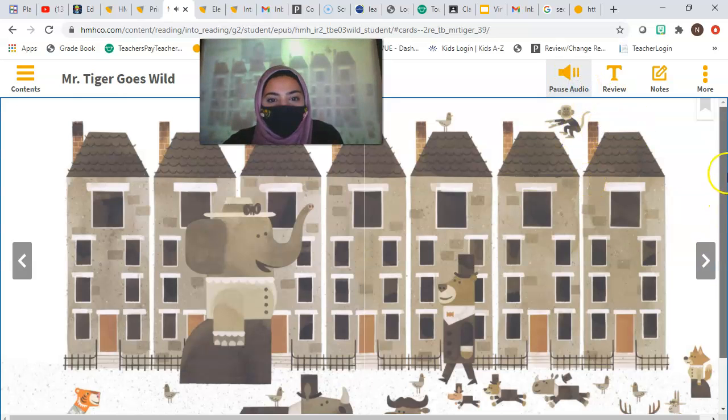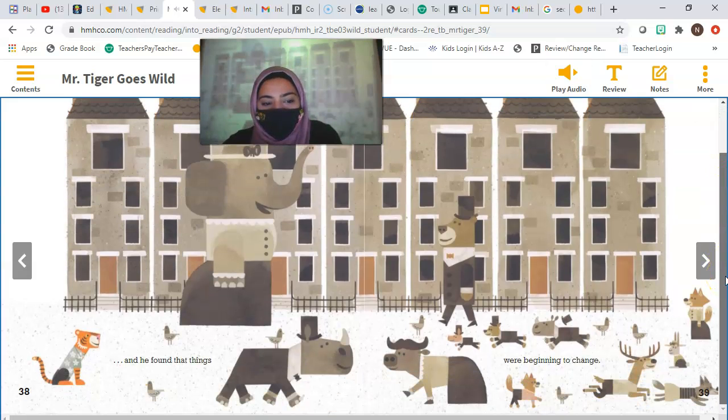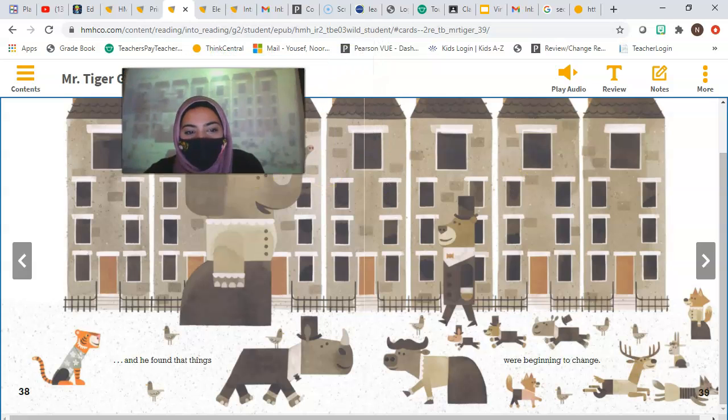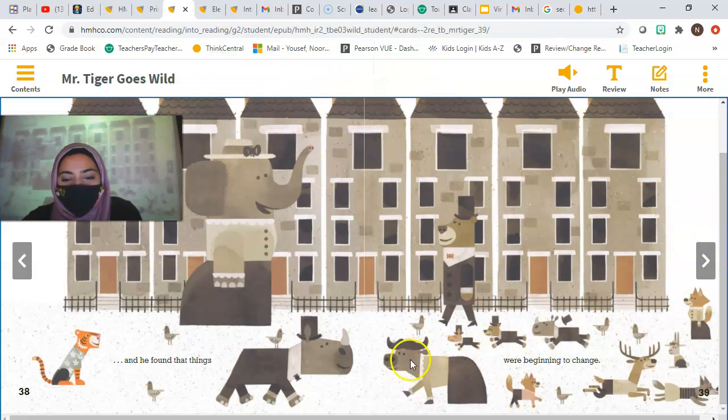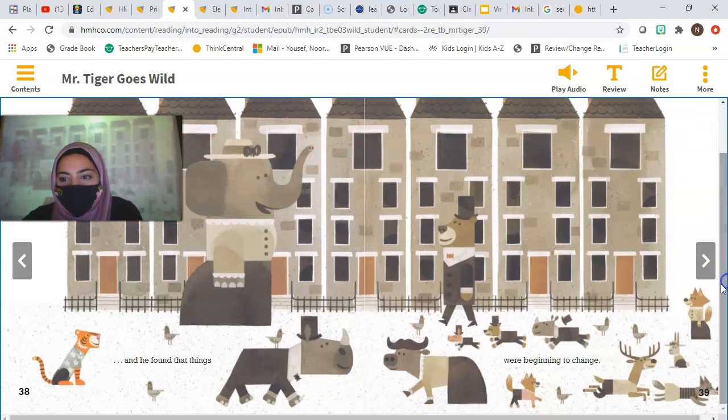And he found that things were beginning to change. Oh, how are things beginning to change? They're being wild. Good. Some of the animals are being a little more wild. Look, they're walking on all fours instead of just two. We have the wolf and the deer jumping. Look, who's on top of the roof? The monkey's on top of the roof, jumping from roof to roof. Things are becoming wild. Look at Mr. Tiger. Is he happy? He is happy. Look, he's on vacation. He's wearing a vacation kind of looking shirt, like with little flowers on it.